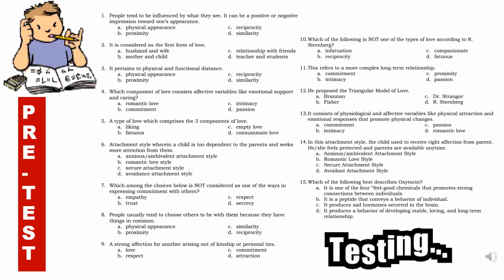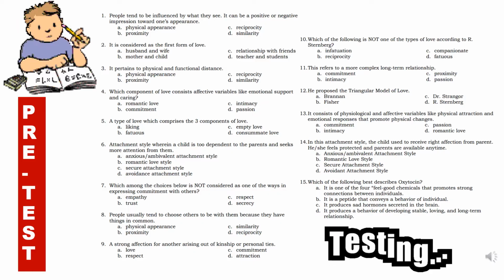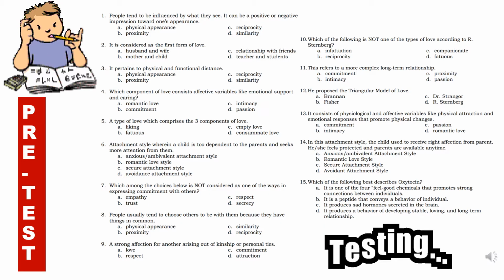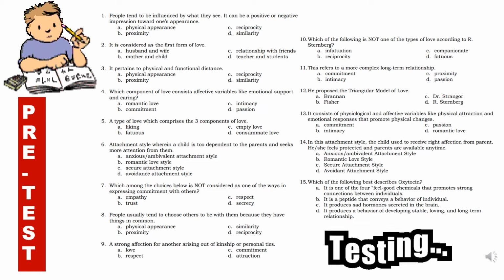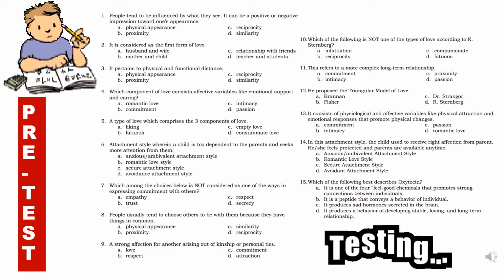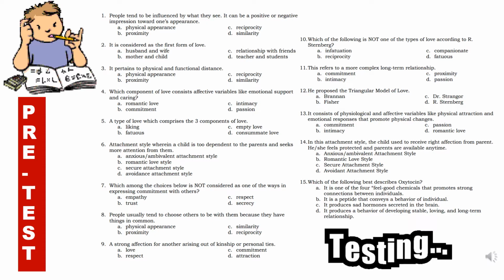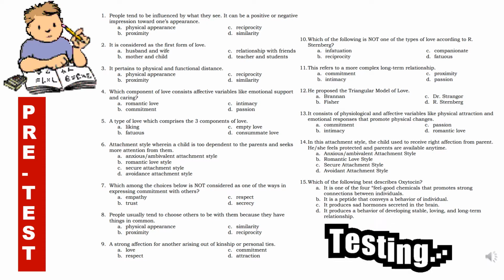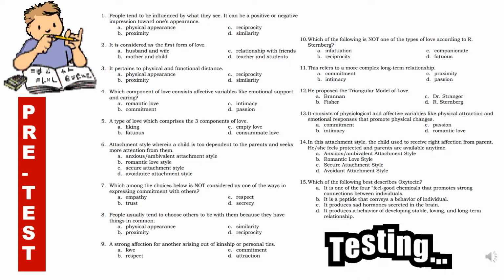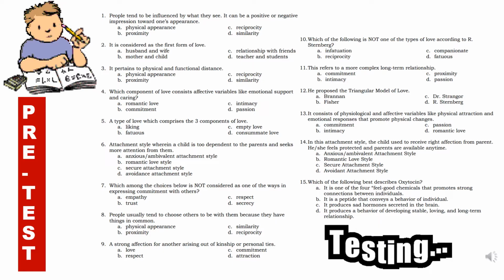11. This refers to a more complex long-term relationship. A. Commitment. B. Intimacy. C. Proximity. D. Passion. 12. He proposed the triangular model of love. A. Brannan. B. Fisher. C. Dr. Stranger. D. R. Sternberg.